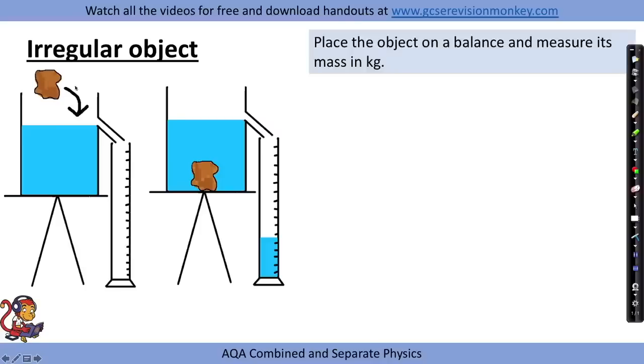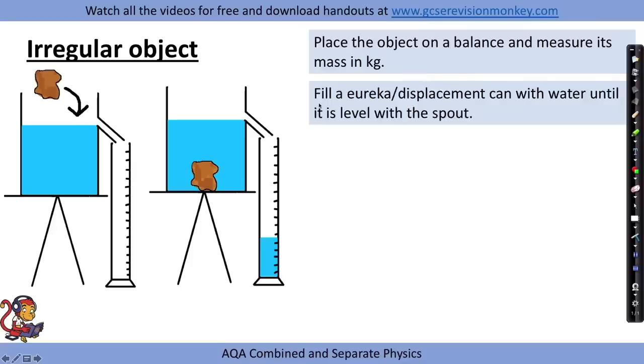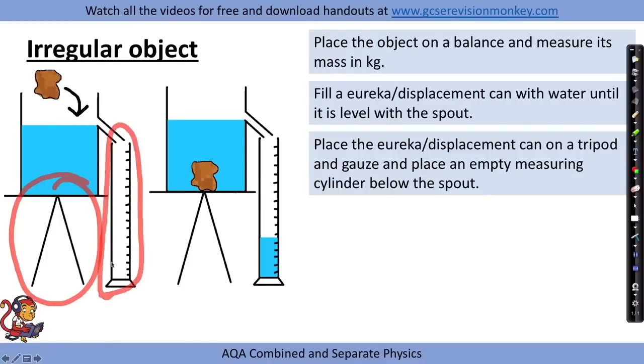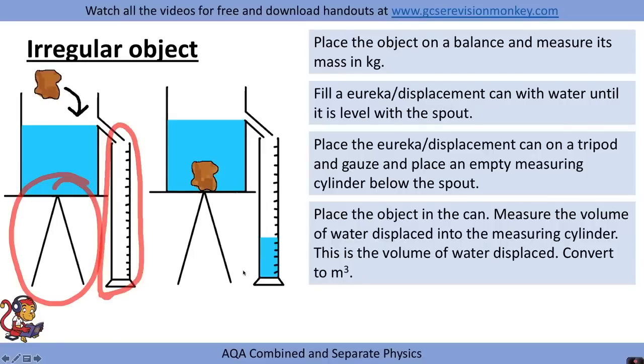For irregular objects, we again need to calculate the mass by placing the object on a balance and measuring its mass in kilograms. To find its volume, however, we need to fill a eureka can, or you may call it a displacement can, with water until it is level with the spout. We will place the eureka can on a tripod and gauze, and we will place an empty measuring cylinder below the spout. We will then place the object in the can and measure the volume of water displaced into the measuring cylinder and convert this to meters cubed.